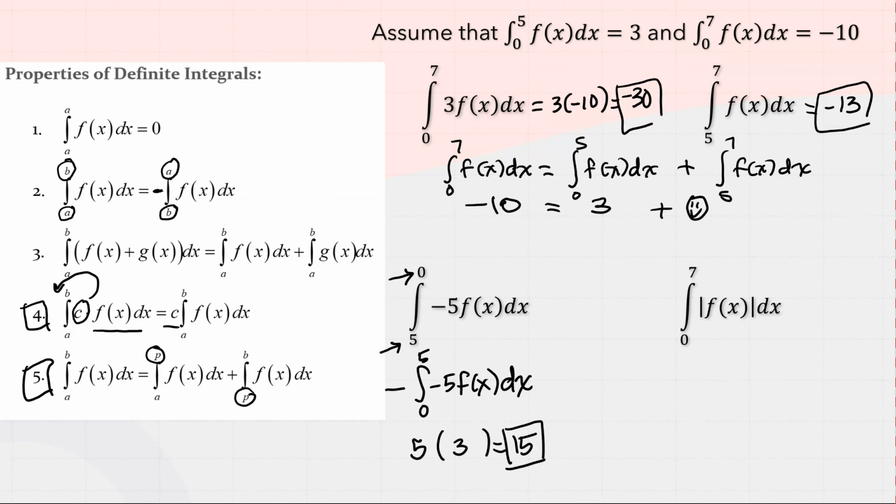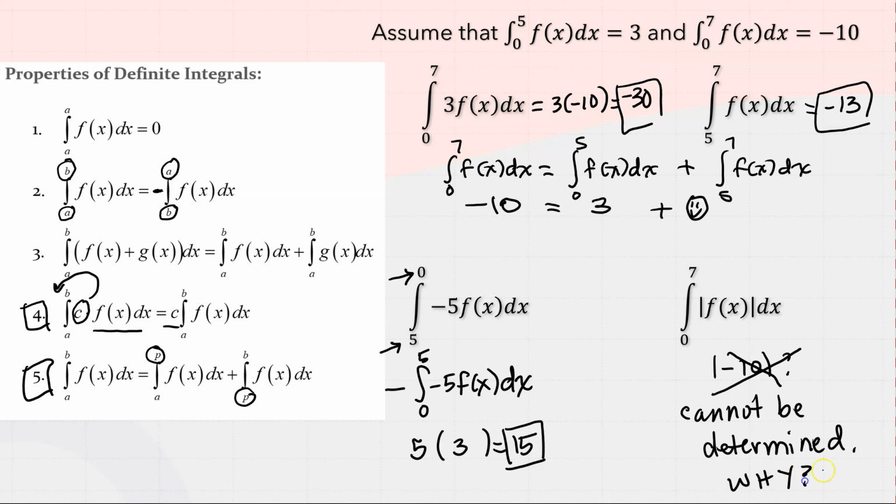Next, we are asking for the integral from 0 to 7 of the absolute value of f of x dx. Some of you might think, isn't that just the absolute value of negative 10? And the answer is no. We cannot determine this. I want you to give it some thought and think about why this cannot be determined. If you can answer that, you really understood the concept of integrals.